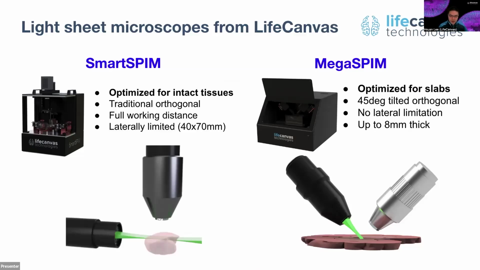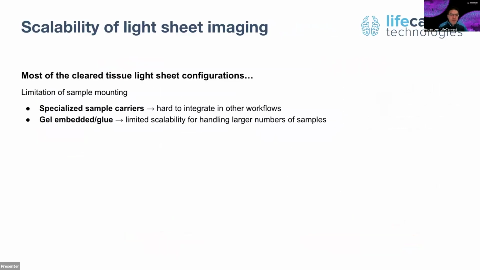For those different configurations, scalability is limited, mostly because of the sample mounting. For those microscopes, most of the time you need very specialized or custom sample carriers, and it is very hard to integrate them into other existing workflows. Other than that, sample mounting might include gel embedding and glue, and the protocols can be a little difficult to handle for larger numbers of samples, like tens or even hundreds of them. So there's a need in the market for a commercialized light sheet microscope designed for scalability.